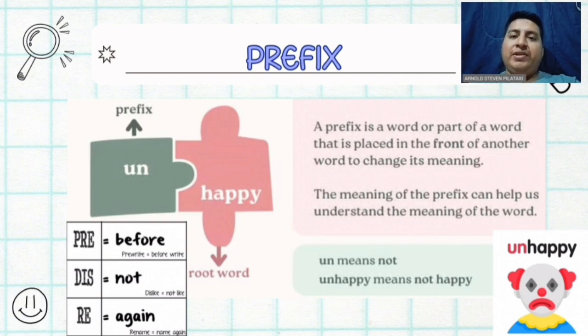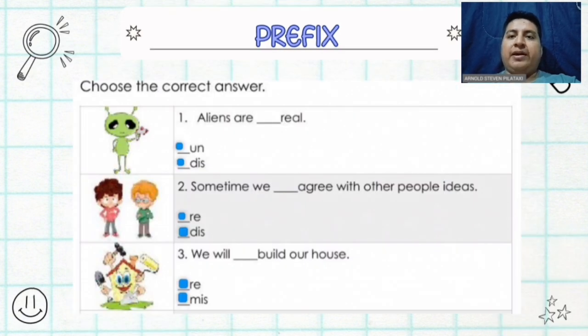Good. Let's quickly complete this activity. Aliens are real. We use un to form the opposite of real and express that aliens do not exist. Sometimes we disagree with other people's ideas. Dis means no or opposite, so to disagree means to not agree. We will rebuild our house. Re means again, so rebuild means to build again.